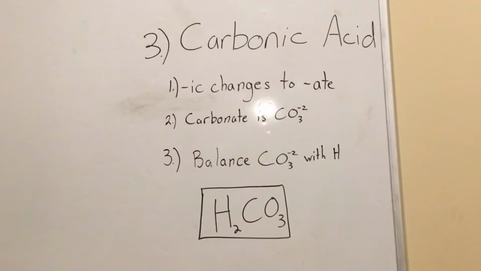The next problem is number 3, carbonic acid. We have to convert carbonic acid to a chemical formula. We know that the suffix ic will change to ate. And when we look at our ion sheet, carbonate is CO3 with a charge of -2. We then have to balance out CO3 with H's because of the -2 charge. So the solution would be H2CO3.